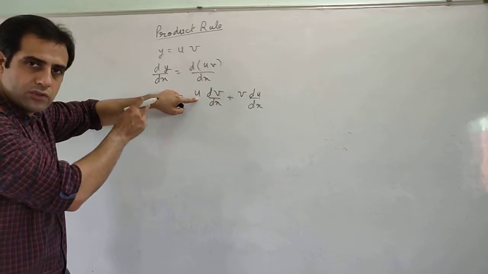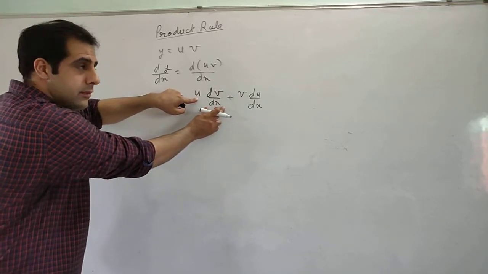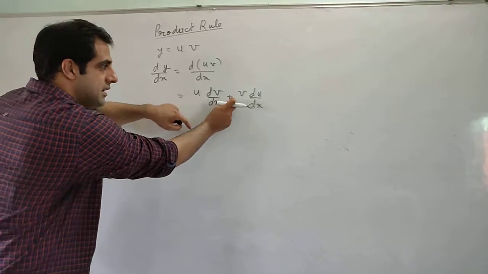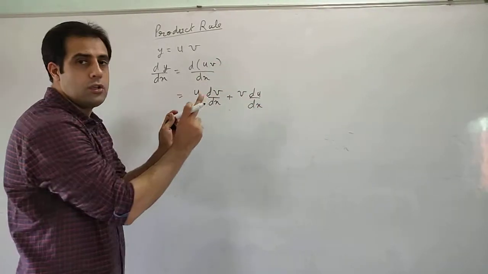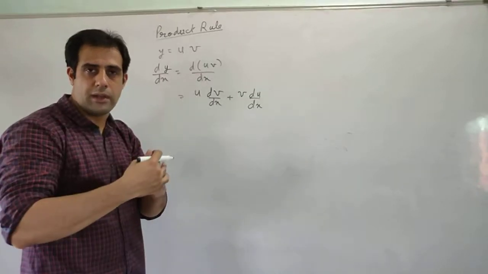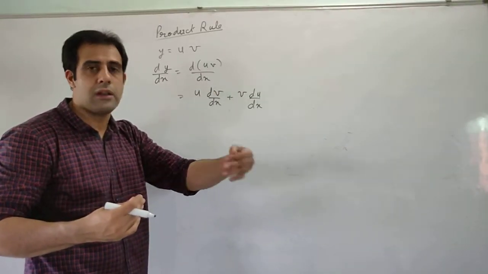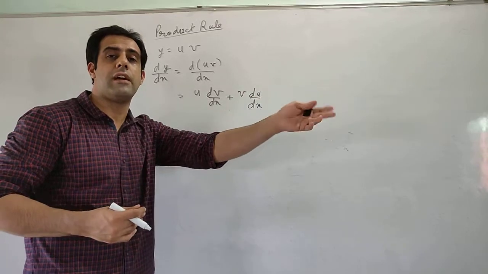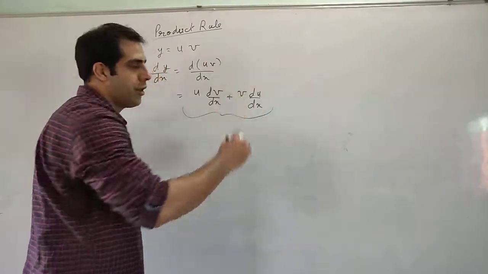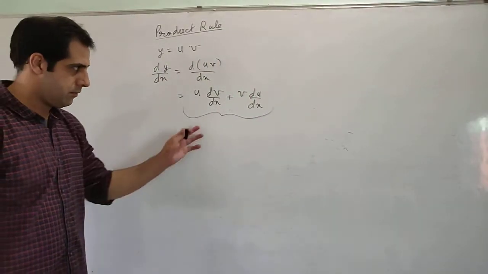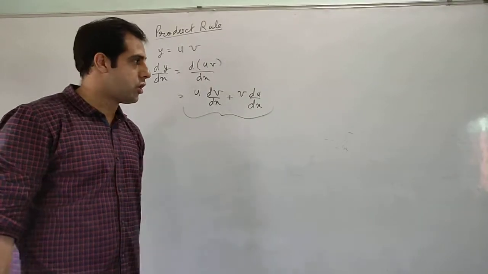I am treating u as a constant and differentiating v. Plus now I am taking v as a constant and differentiating u. So we are taking one of the variables as a constant and differentiating the other variable. Plus now we are taking the second variable as constant and differentiating the first variable. This is your product rule. Very important rule with respect to physics. So make sure you understand this.